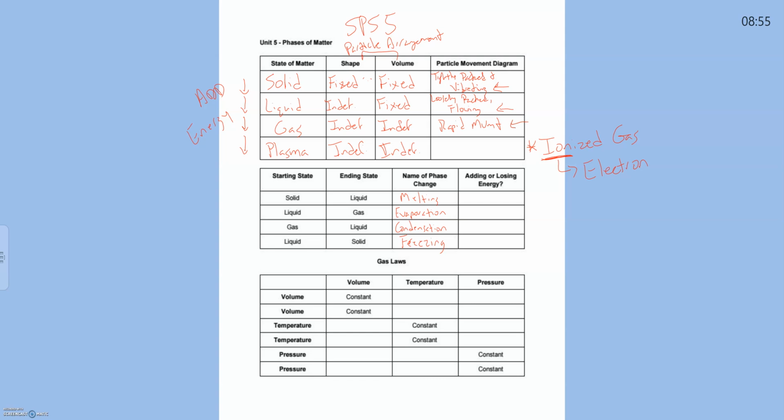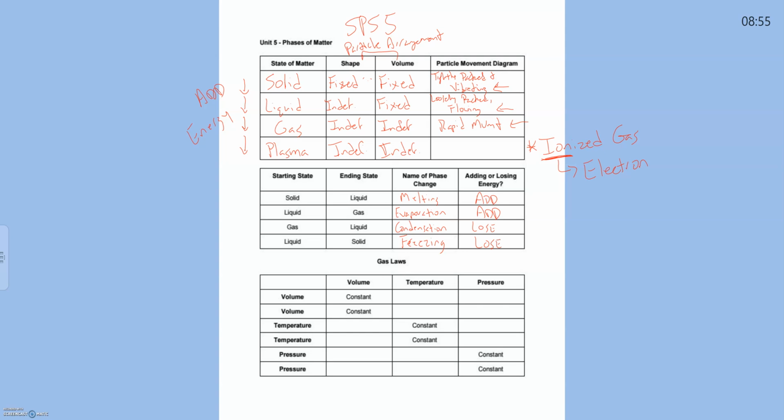So going from a solid to a liquid, we are adding energy. Going from a liquid to a gas, we are adding energy. But as we start to reverse that, going from a gas to a liquid, at this point we are going to lose energy. And liquid to a solid, we're even losing more of it, as those particles stop moving as much and go more into that tightly packed and vibrating state.